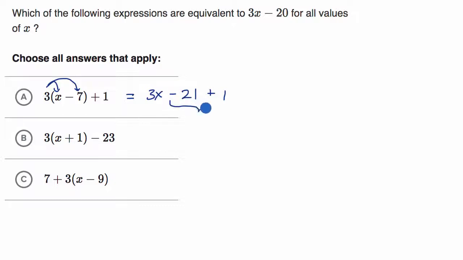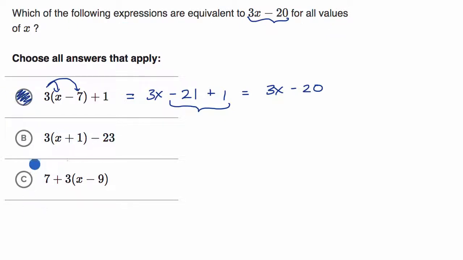Now what is negative 21 plus 1? Well, that's going to be equal to negative 20. So this is going to be equal to 3x minus 20, right? Here is exactly what we originally had. And since we did it algebraically, we know that it works for all values of x. So we like this choice.